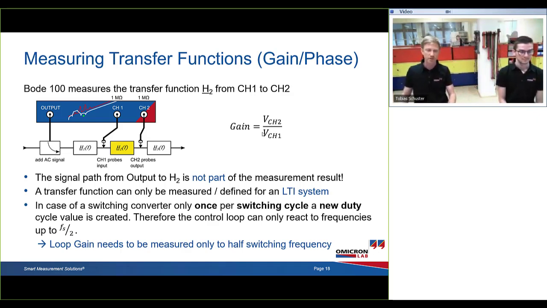And for the stability measurements, note that in the switching converter there is only one duty cycle value per switching cycle. So the control loop can only react once per switching cycle, and that means that the loop gain or the stability does only need to be measured to half of the switching frequency of the system, because above half the switching frequency the compensator can't react to changes anyhow.